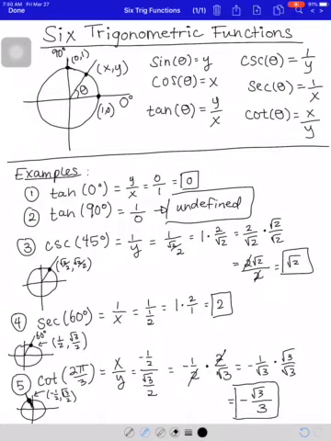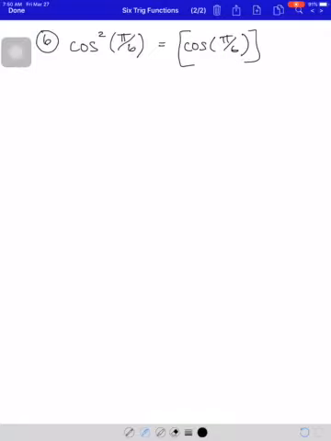And let's try just one more example. Let's do number 6. Let's evaluate cosine squared of pi over 6. Okay, this is a little new. We haven't looked at exponents like this before. But all this means is we're going to first find cosine of pi over 6. And then whatever answer we get for that, we're just going to simply square it.